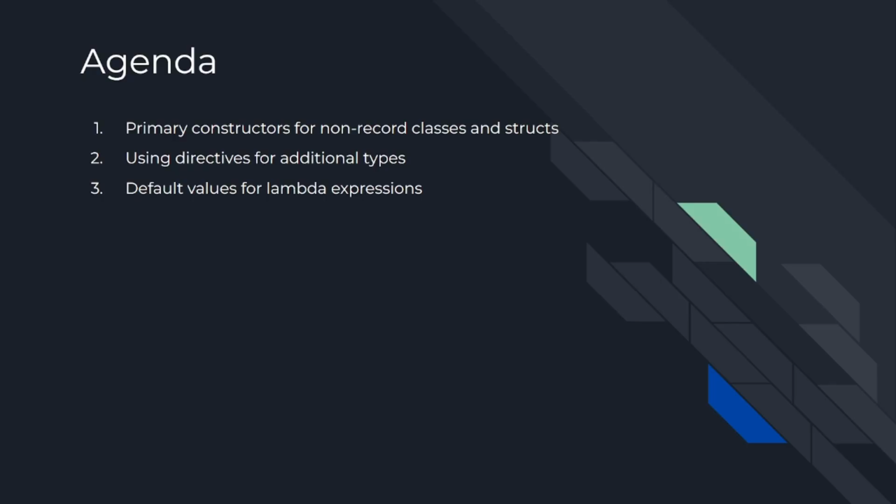So today's agenda is number 1, primary constructors for non-record classes and structs. Number 2, using directives for additional types. Number 3, default values for lambda expressions.